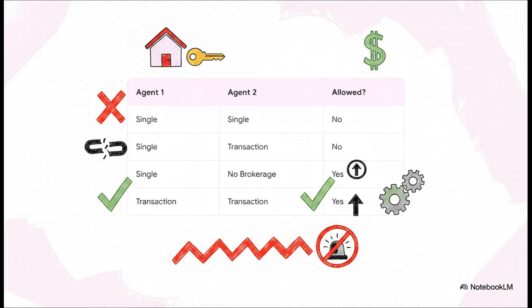What if Agent 1 is a single agent and Agent 2 is a transaction broker? Still a no. It's still illegal dual agency. But if Agent 1 is a single agent and Agent 2 operates with a no brokerage relationship, that is totally allowed. And finally, both agents acting as transaction brokers? Yep, perfectly legal. Basically, any mix that results in dual agency is strictly prohibited.